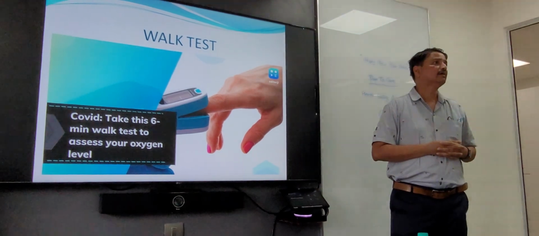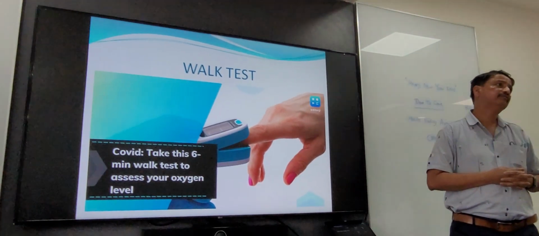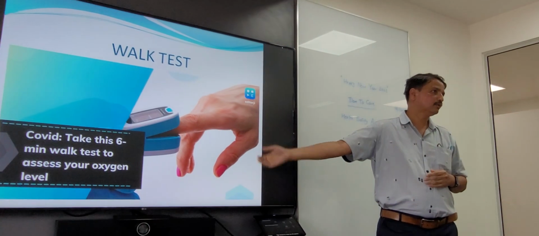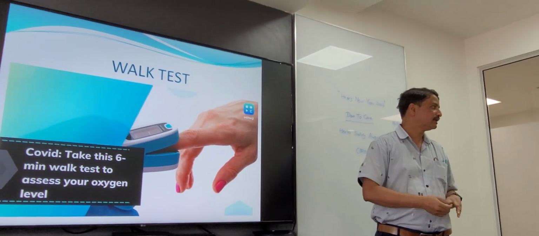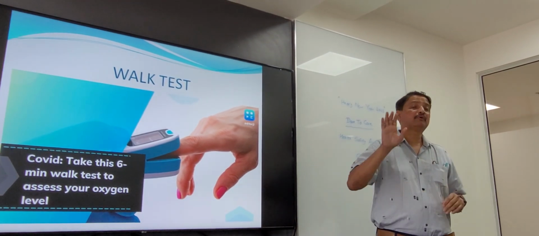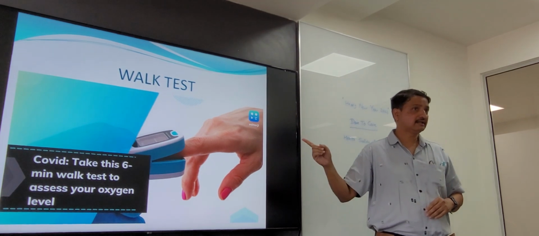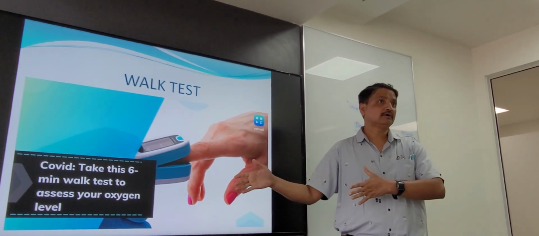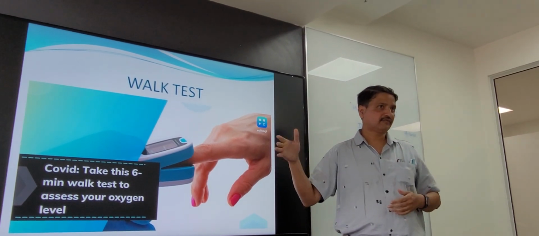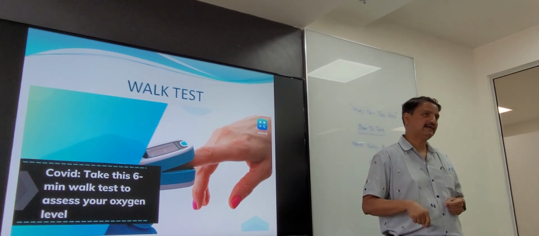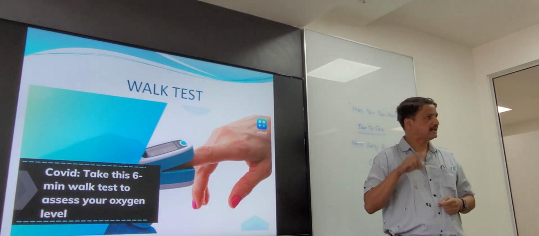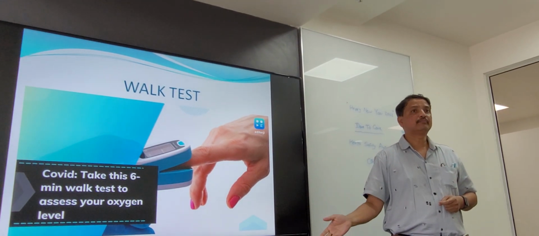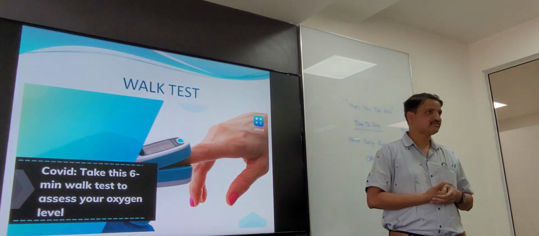Those who don't have a pulse oximeter, feel free when you are entering the company, the OHC is right there. Feel free to get your oxygen checked. One more precaution we have taken is that we have installed an infrared thermometer right at the entrance. So when you are entering, make it a habit to check your temperature.